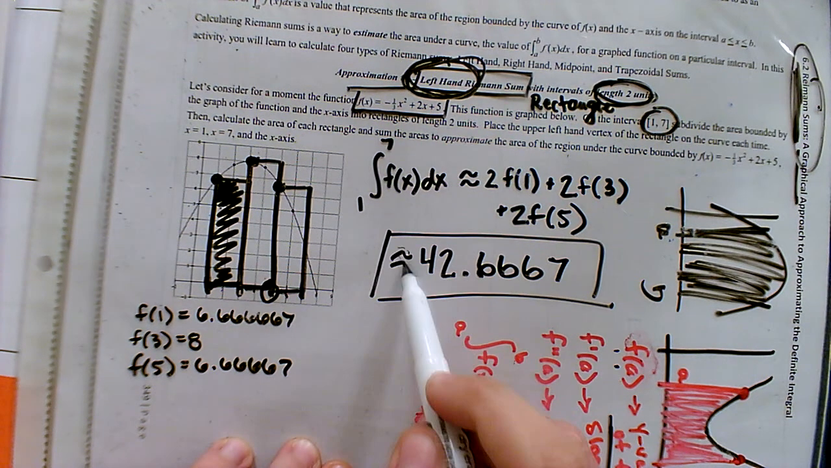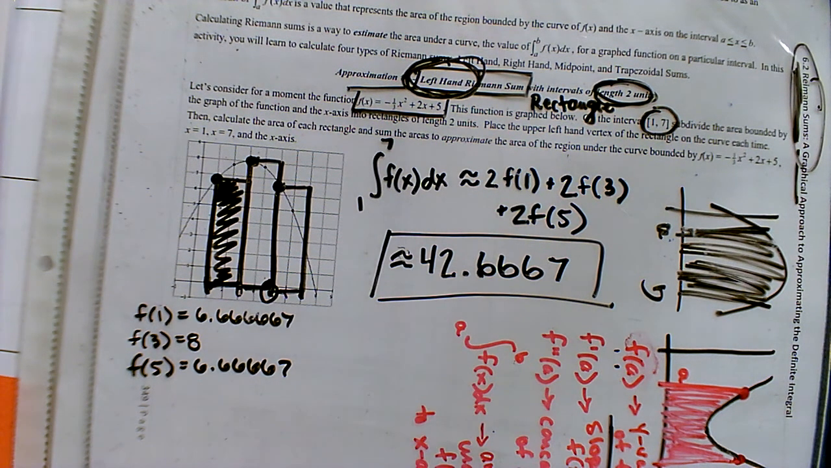Actually, maybe this should be a squiggle. Okay, approximately 42.6667. Now, can we take an educated guess as to whether this approximated area is over or below the actual area under the curve? Why? Because there's more rectangle outside than inside.